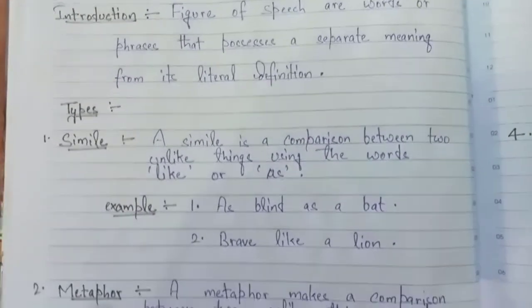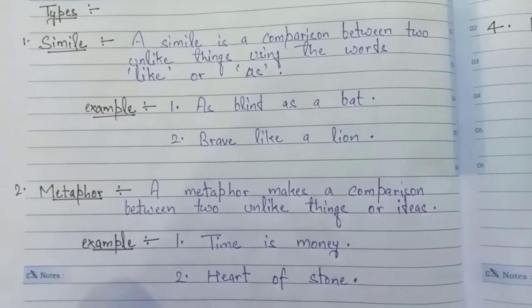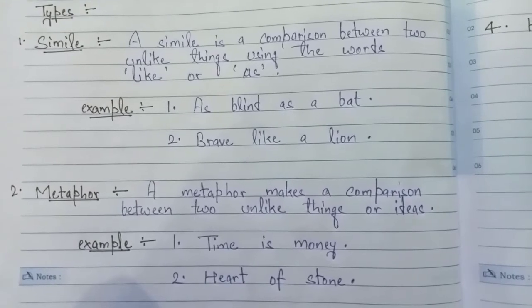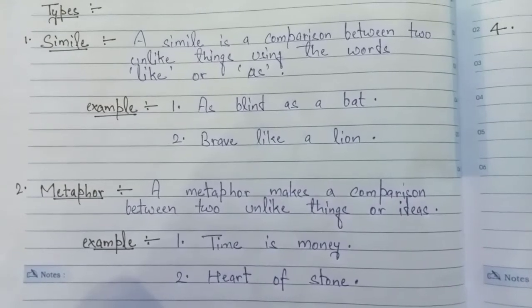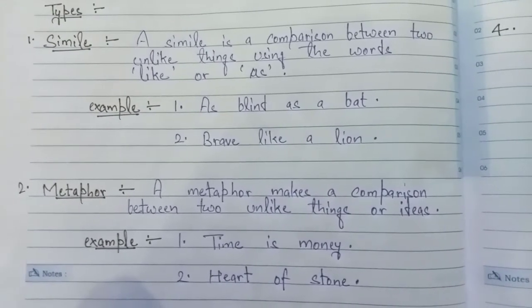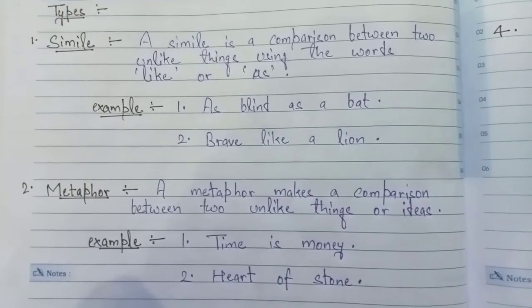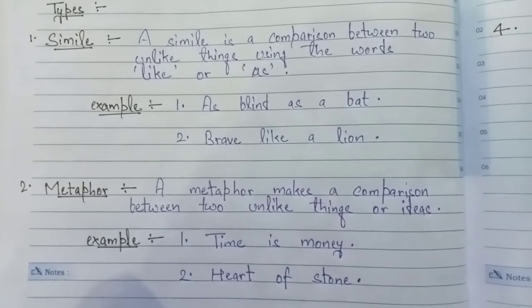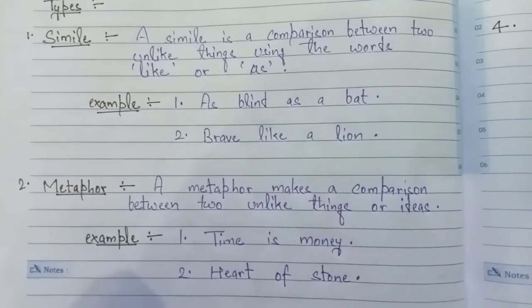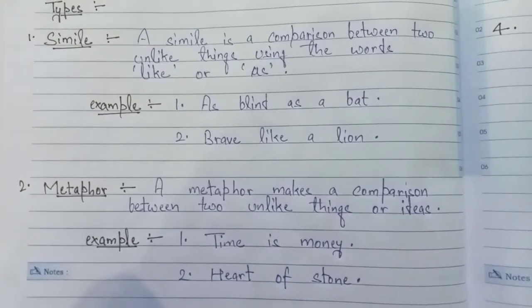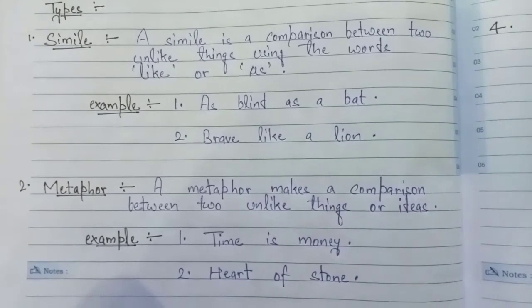Moving on to the next figure of speech, which is metaphor. A metaphor makes a comparison between two unlike things or ideas. Metaphor and simile both make comparisons between two different things, but there's one difference: simile makes the comparison by using the words like or as, and the metaphor makes the comparison without these words. So let's look at the example to make it clear.